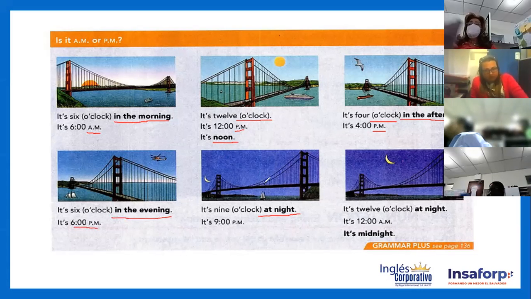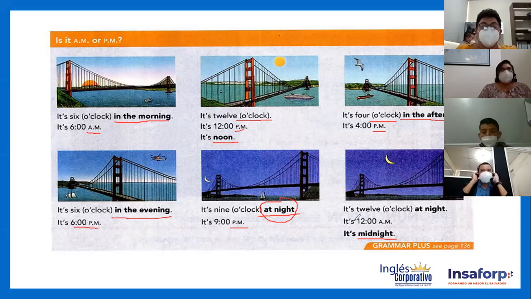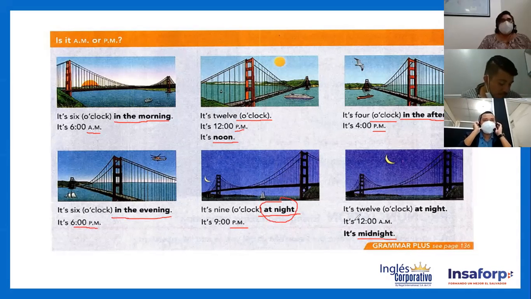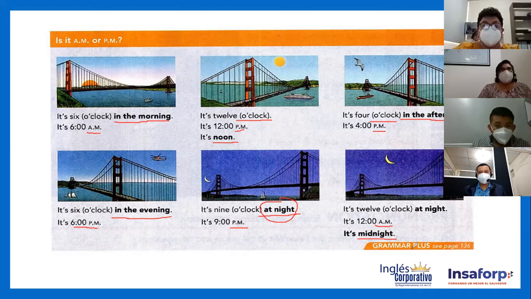Okay, guys, sorry. Okay, so entonces tenemos el at night, que lo vamos a utilizar en la noche, right? Or we can say p.m. Luego tenemos midnight, que sería medianoche. I don't know if you have questions, guys, about these common expressions. No sé si tengamos dudas. Midnight is 12 a.m. Yes. Okay, there it is, right? Some of the expressions that we can use.